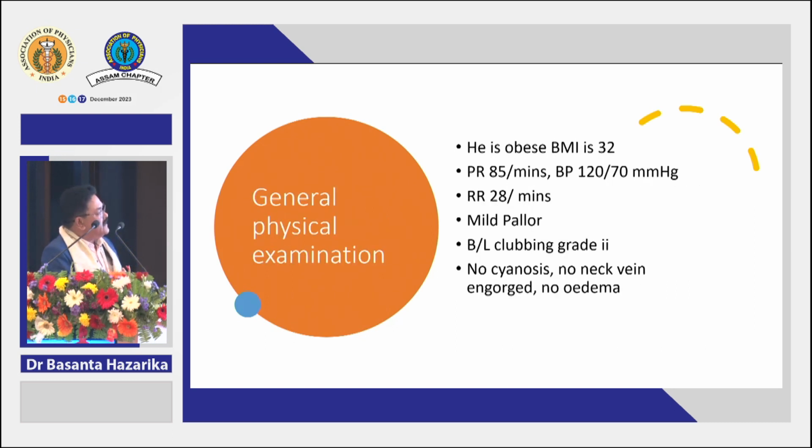On examination, BMI is 32. There is mild pallor and bilateral clubbing. Other findings are normal.